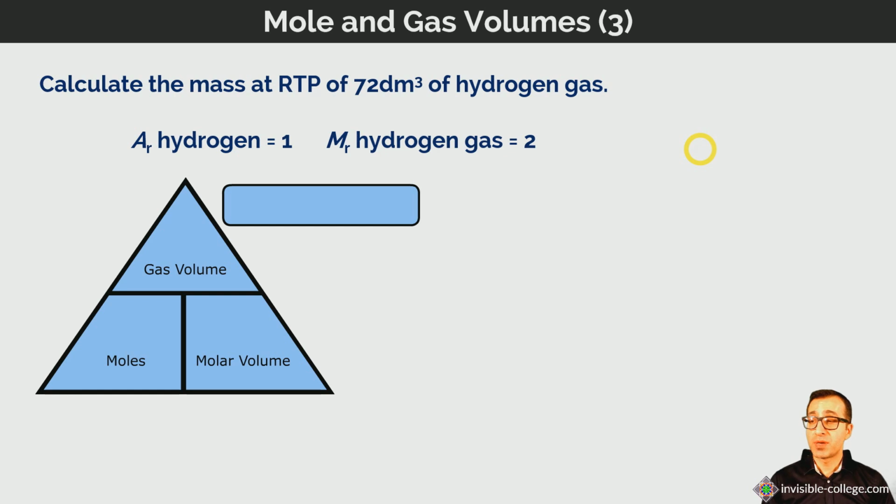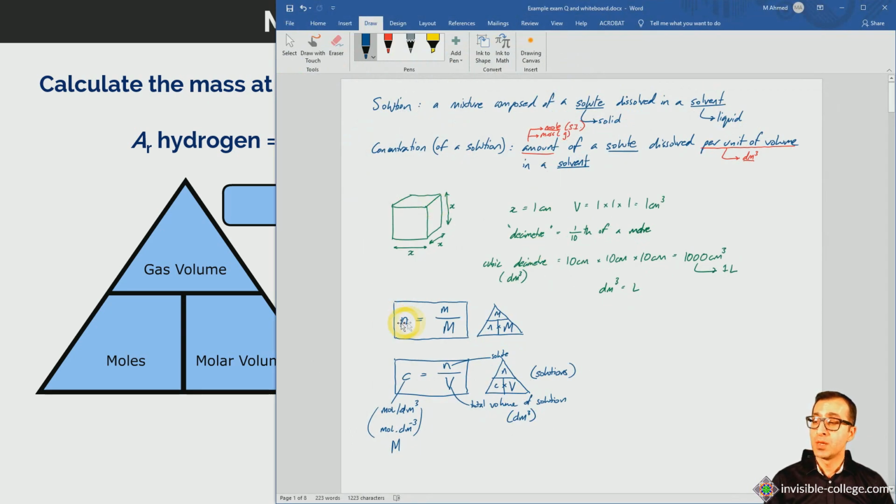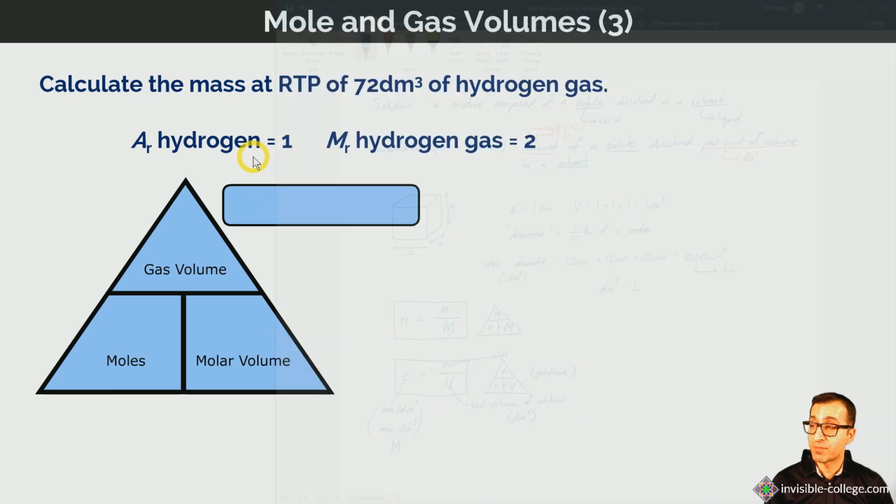Okay, so remember that mass is equal to moles multiplied by relative mass, and this goes back to the equation that essentially defines the mole. Number of moles is equal to the mass in grams divided by the relative mass. When we rearrange this equation to make mass the subject, mass is going to be equal to the number of moles multiplied by the relative mass.